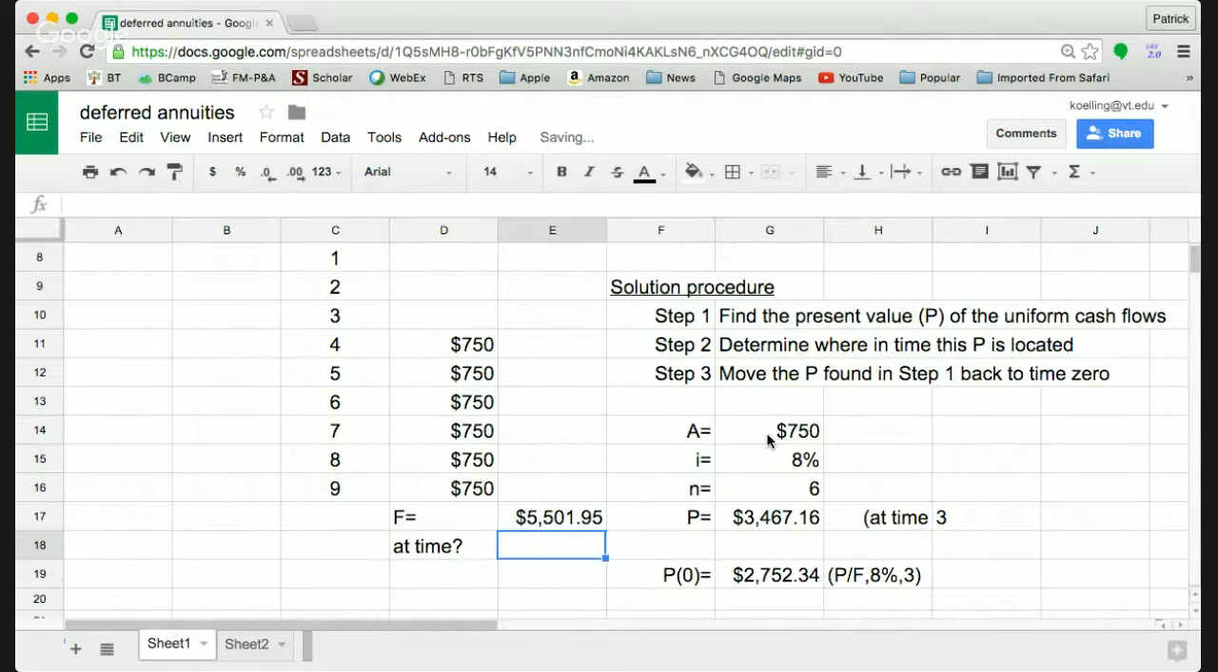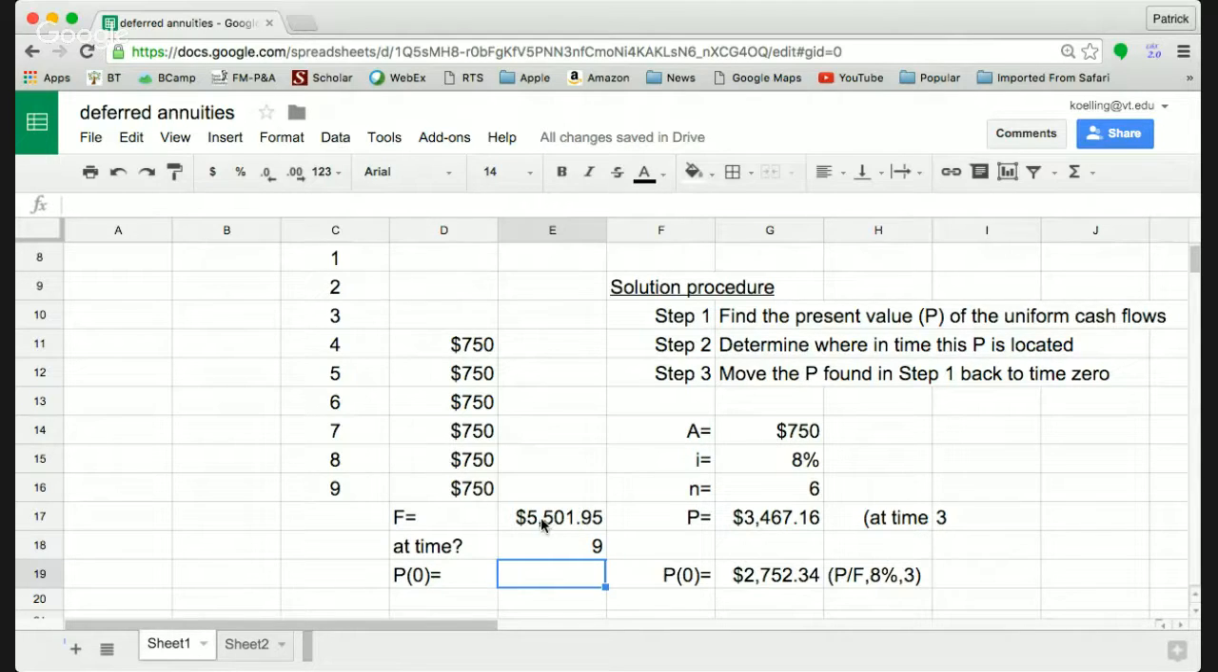Well, remember the relationship between F and A. The relationship is that F occurs at exactly the same time as the last A. So this is at year 9, the end of year 9. So I have a single cash flow at the end of year 9, and I want to find P of 0. How would I do it?